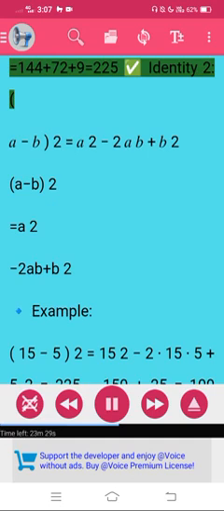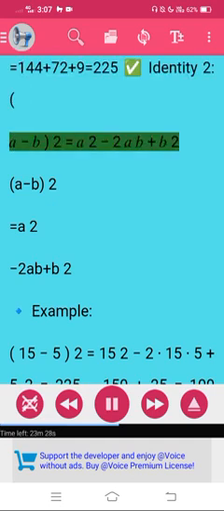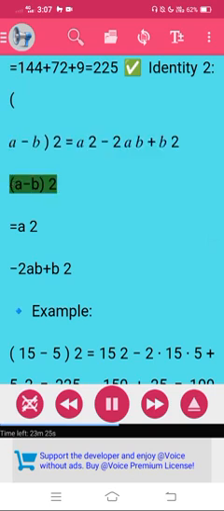equals 144 plus 72 plus 9 equals 225. Check mark, identity 2. (a minus b) squared equals a squared minus 2ab plus b squared. Example.